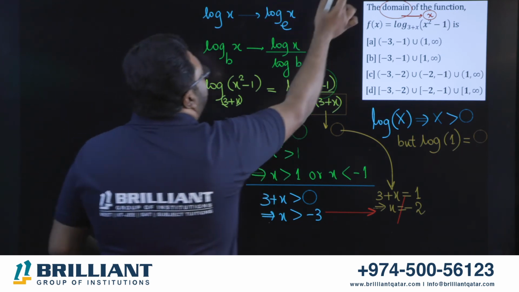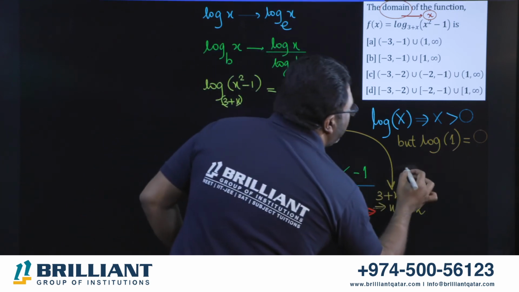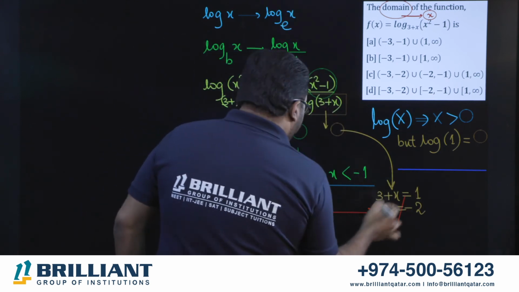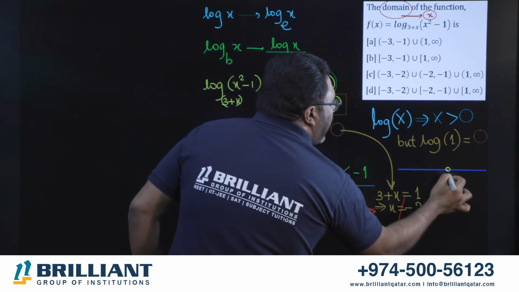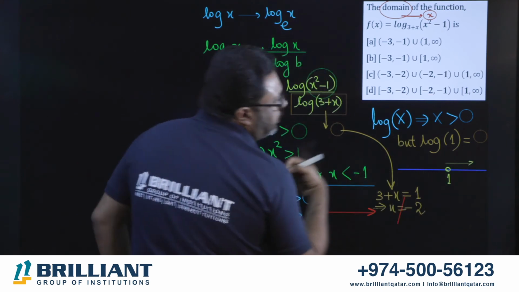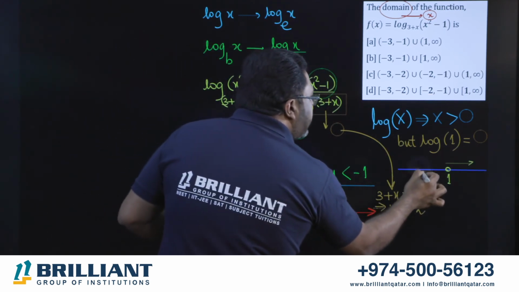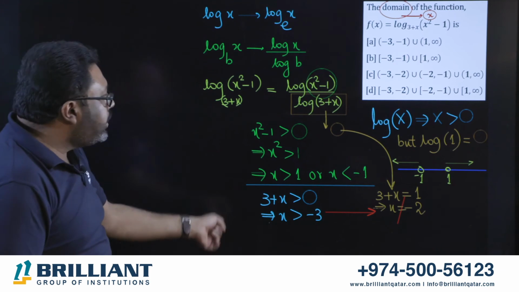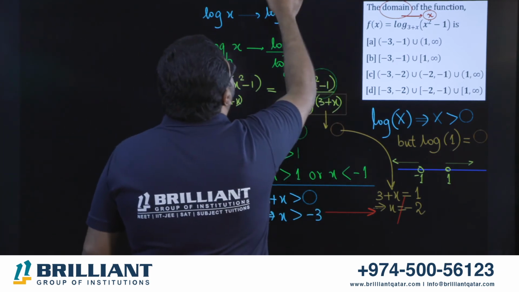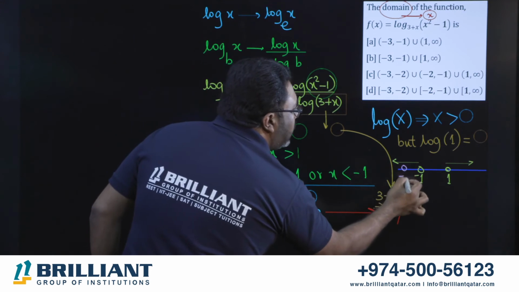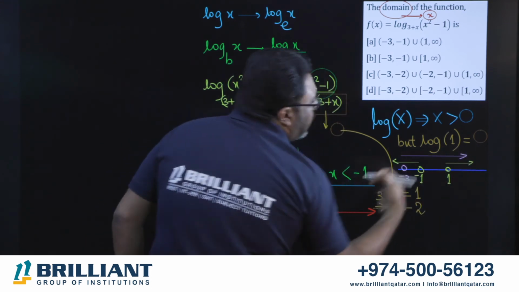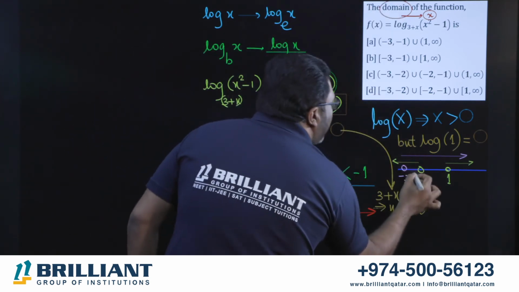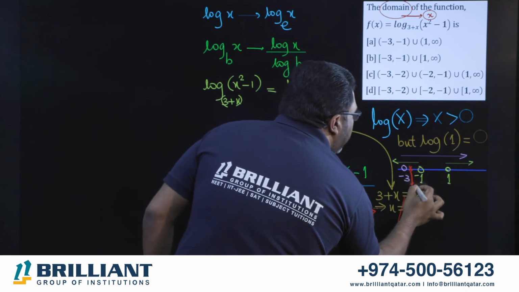So for understanding this, let us look at the number line now. All of you, please look at the number line. They are saying that x should be greater than 1. Then x should be less than minus 1. Then x should be greater than minus 3, so all values greater than minus 3. X should be greater than minus 3 and x should not be minus 2.